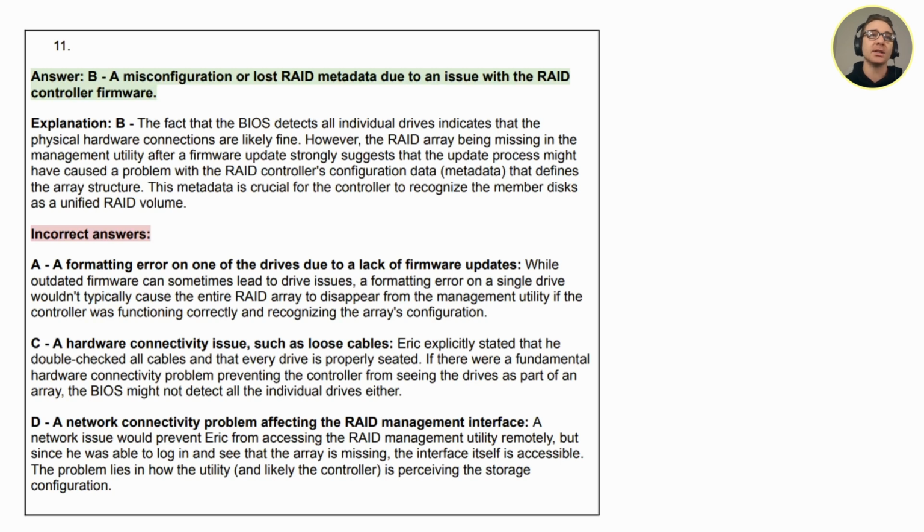So let's have a look at the other options. A, formatting error on one of the drives due to a lack of firmware updates. It can't be a lack of updates because he just completed an update. So that doesn't make sense. C, a hardware connectivity issue such as loose cables. He explicitly said he checked the cables. And D, a network connectivity problem affecting the RAID management interface. As it says here, he was able to log in and access the management utility remotely, so clearly there's not a network problem at all. So that just can't be it. So it has to be B.